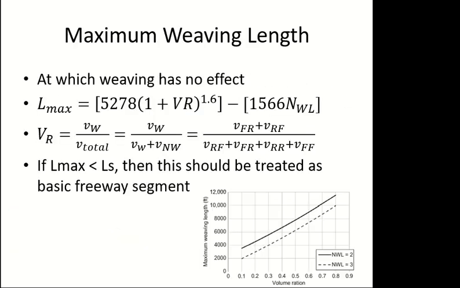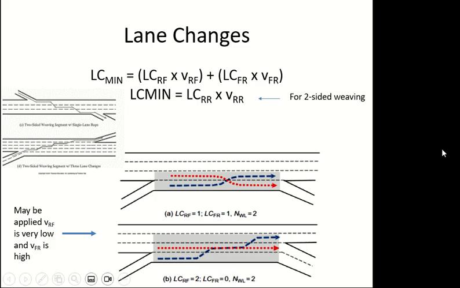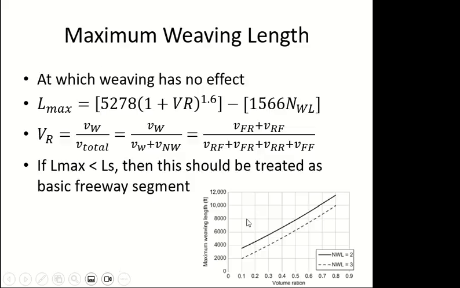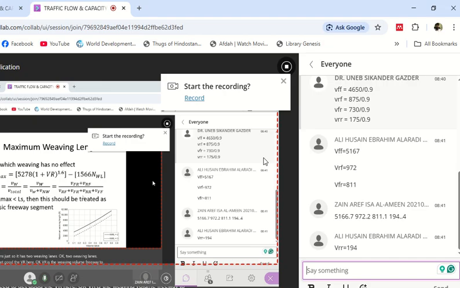First thing I will check is whether this is a weaving segment or not. Okay, it's a standard weave segment, which means it has two weaving lanes. So I need to calculate the VR here. VR is the weaving volume, freeway to ramp plus ramp to freeway, upon total.